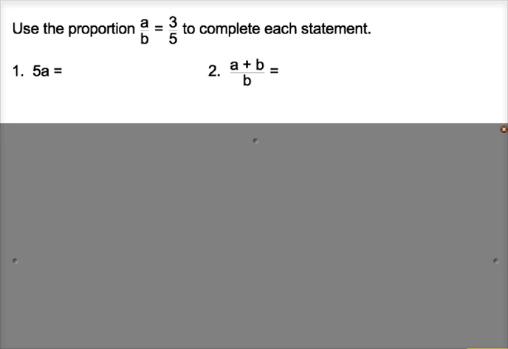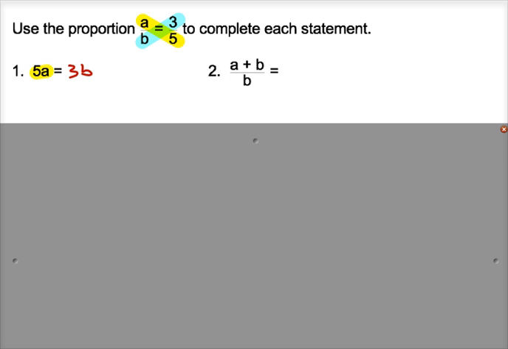Okay, use the proportion a over b equals 3/5 to complete each statement. And again, I tend to think of the cross multiplying for these. So for number 1, when I see 5a, I'm thinking they cross multiply to give me the 5a. So if I'm cross multiplying the other direction, I should get 3b.